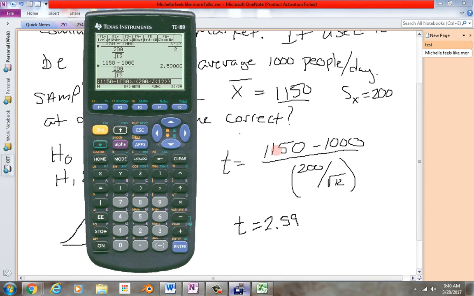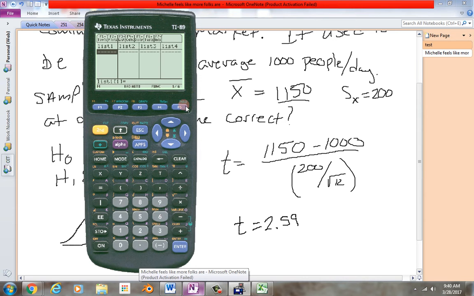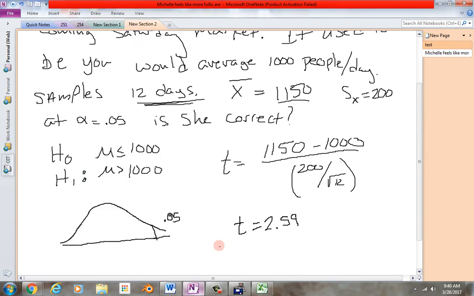Now, if you have a calculator like this one, it can be done by going to the stats list editor. In the stats list editor, I go to F5, inverse, T, there it is. And so the area is 0.95, because that's area to the left, or area less than. The degrees of freedom is n minus 1, so it's 11. And so I get a cutoff score, a critical value, of 1.79.